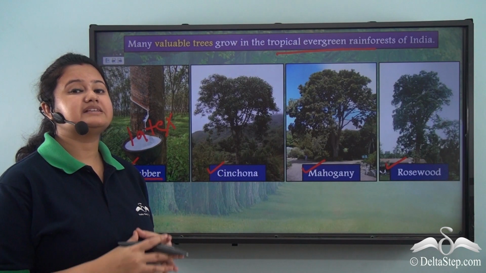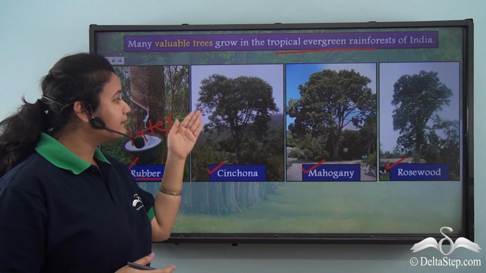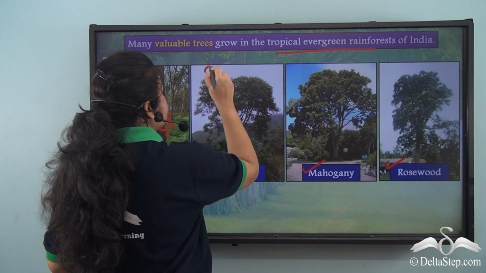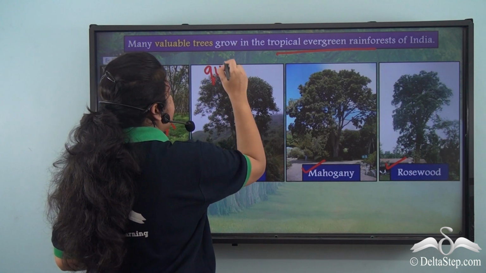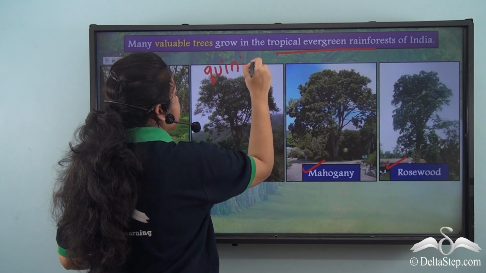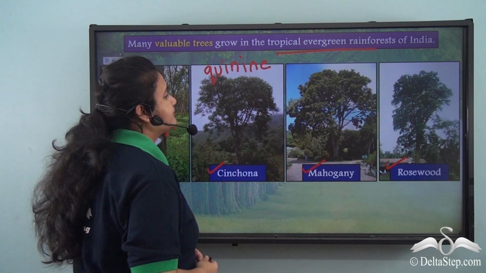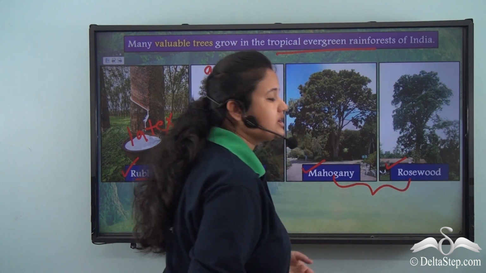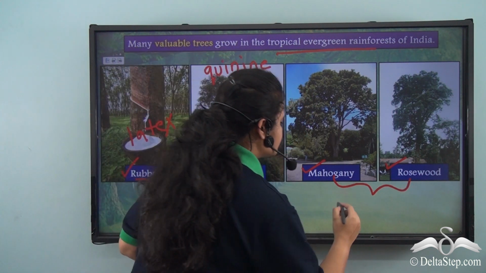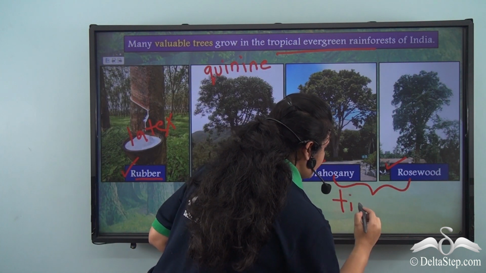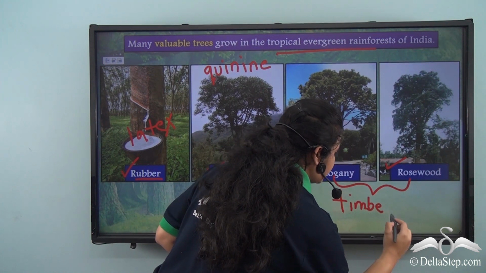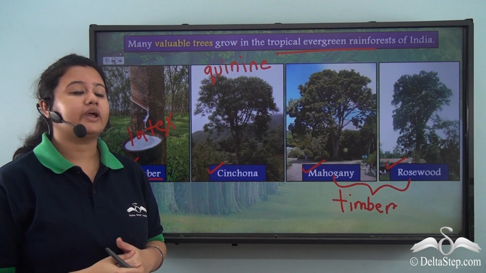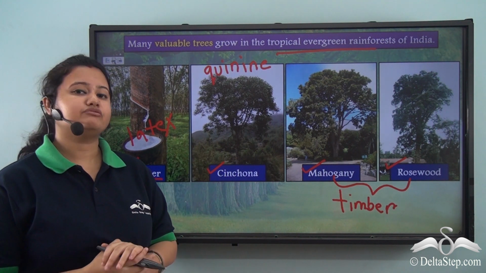Again, cinchona is a medicinal plant. The bark of this tree is used for producing quinine, which is used in the treatment of malaria. Again, mahogany and rosewood are important hardwood trees, and they are used to produce timber, which is used for making furniture. Thus, we find that many valuable trees grow in the tropical evergreen rainforest.